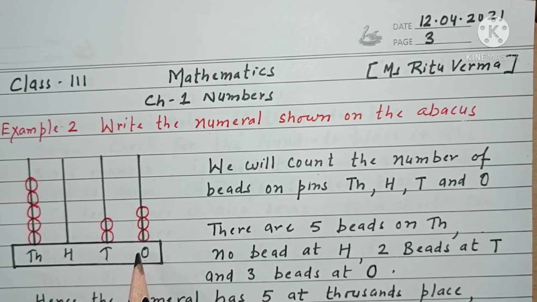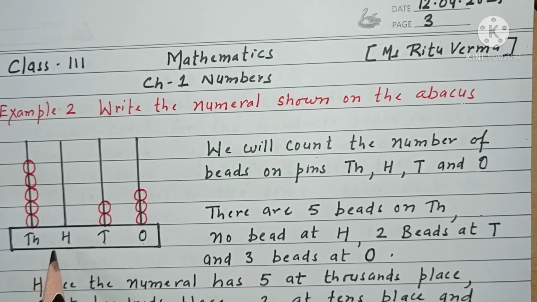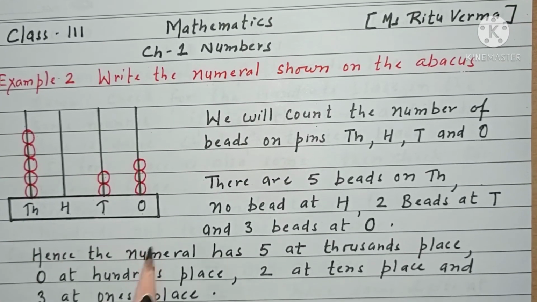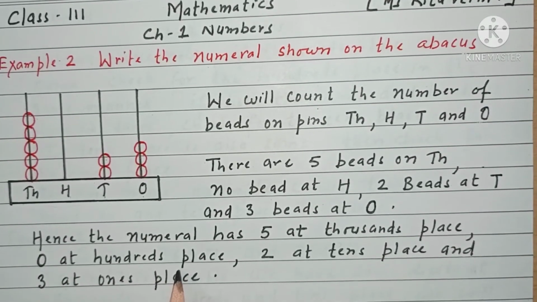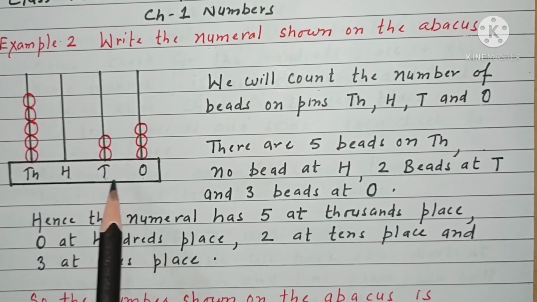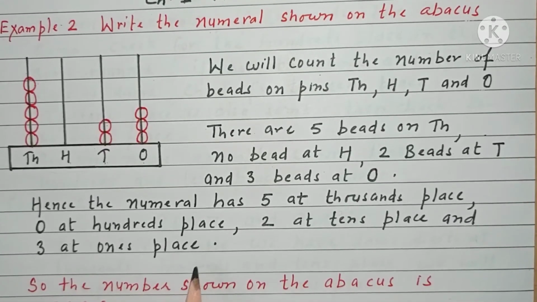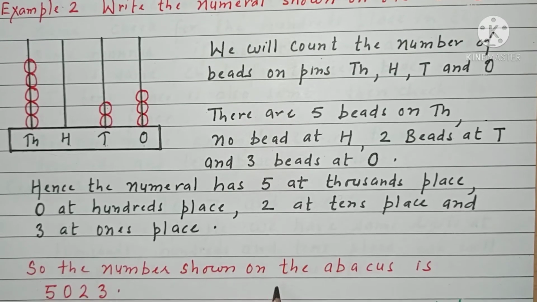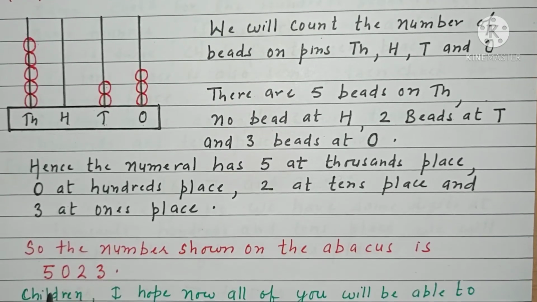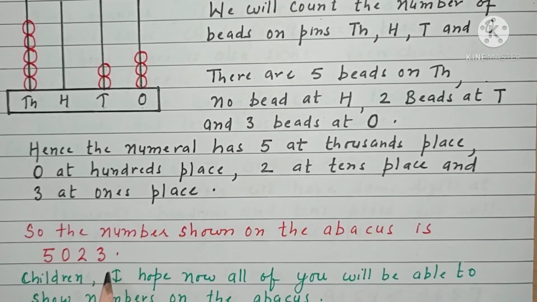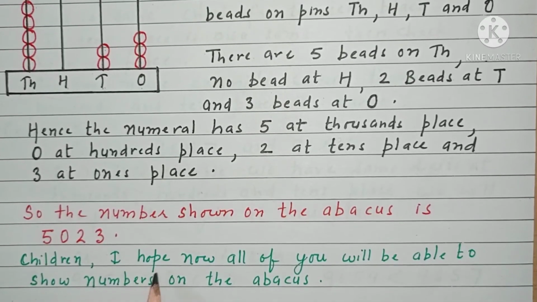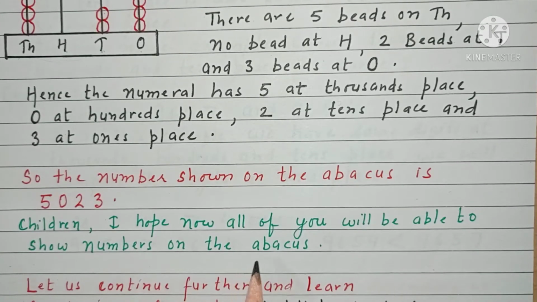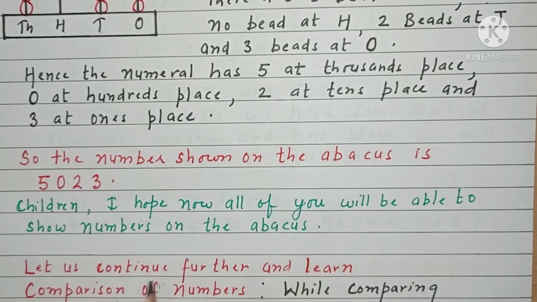So the numeral which is shown on the abacus is having 5 at the thousands place, 0 at hundreds place, 2 at tens place and 3 at ones place. So dear children, the number shown on the abacus is 5023. So I hope now all of you will be able to show numbers on the abacus.